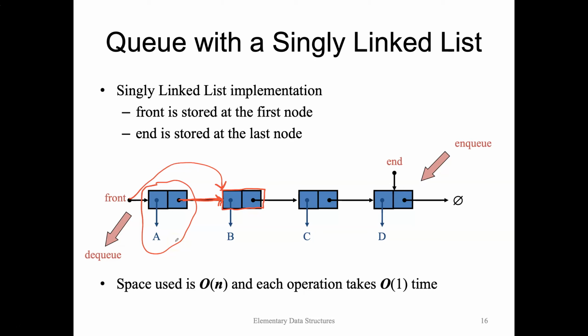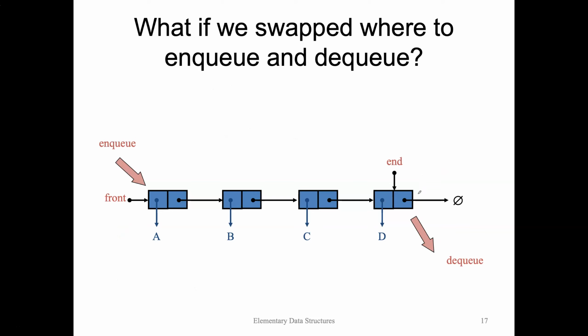So how would this change if we were to modify our implementation a little bit and enqueue from this direction and dequeue from this direction? What we have right now is a good implementation. This is constant time operations for everything. So think for a moment, how would this change if we were to swap where enqueue and dequeue are?